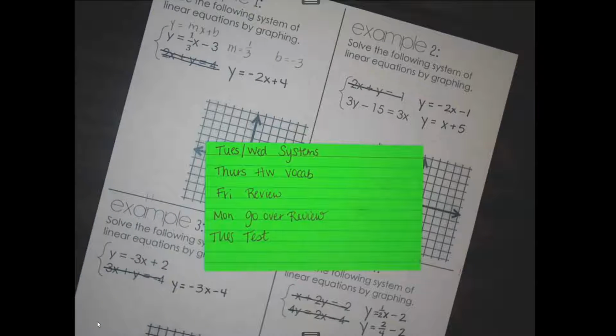For the vocab, I do want to go over how to do the vocab at the end of this lesson because I do have some of you still messing up on your vocab.